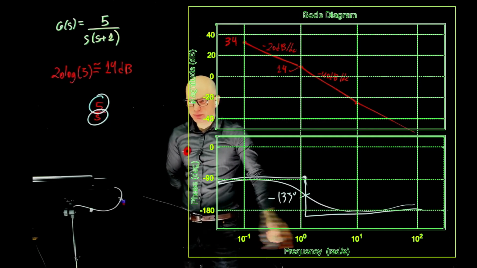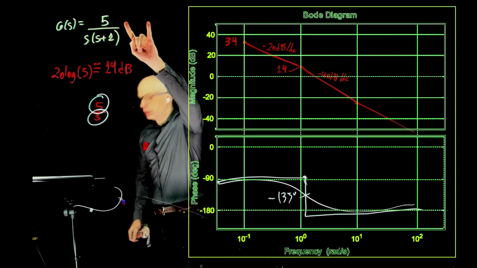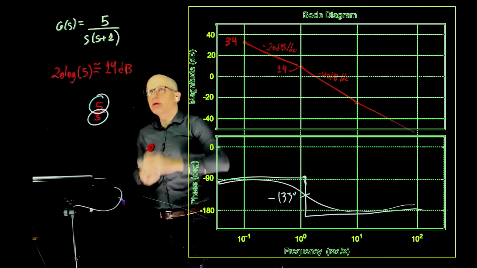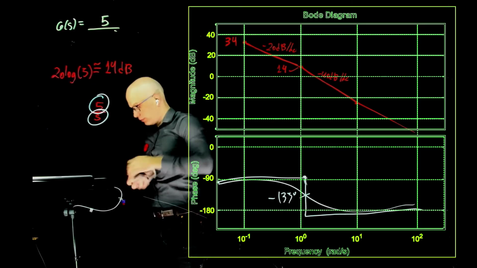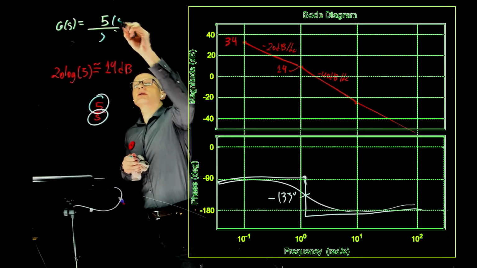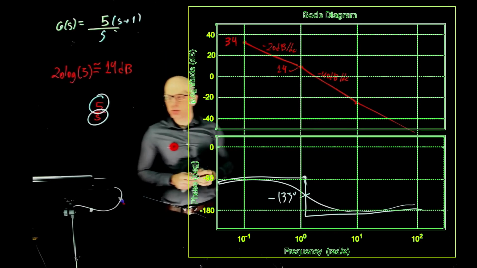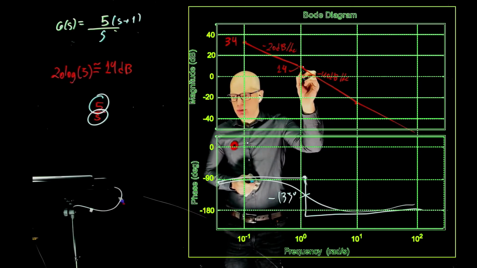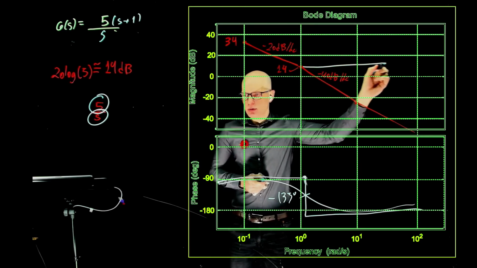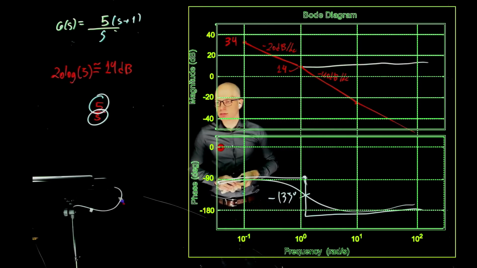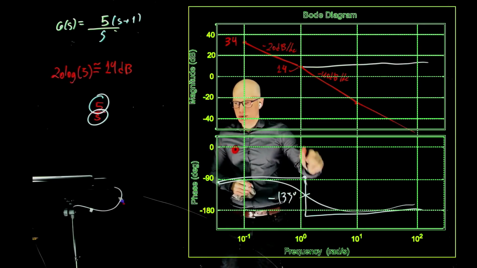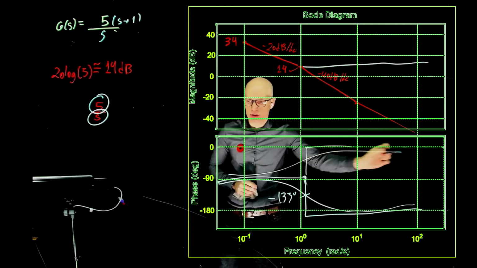If this was actually a zero, what would happen to the slope? If we had 5 times s plus 1 in the numerator, what would happen to the Bode plot? The slope here would become 0, and we just keep going like that. The phase would shift to 0 at this point, and it would look something like that.